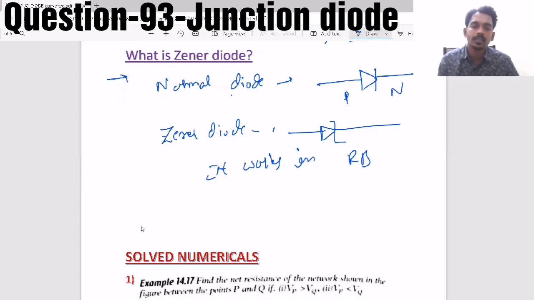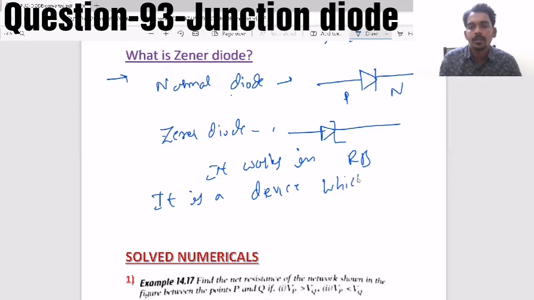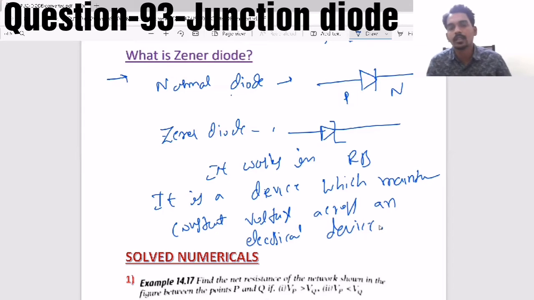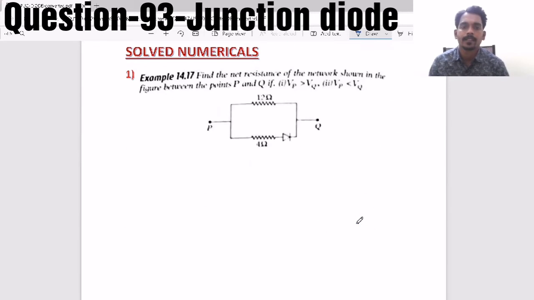It works in reverse bias, and it is a device which maintains constant voltage across an electrical device, like a voltage stabilizer. It acts like a voltage stabilizer. Now, based on this, let's see how the questions will be asked.